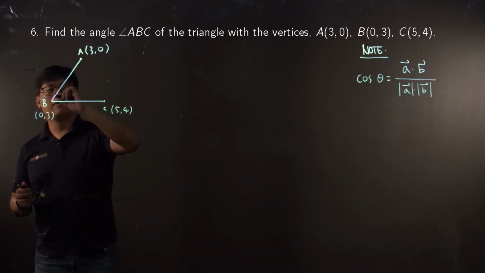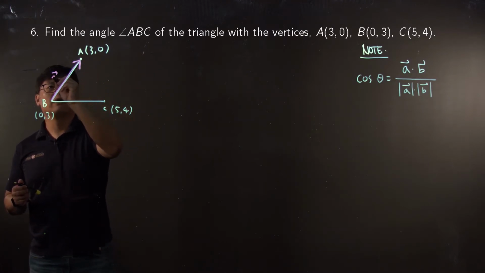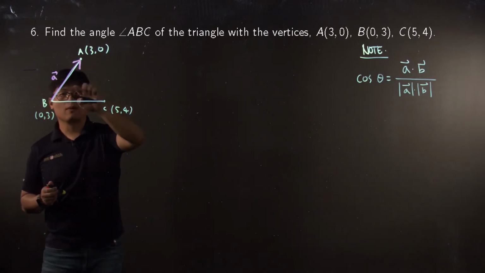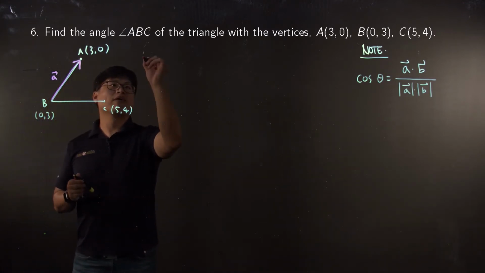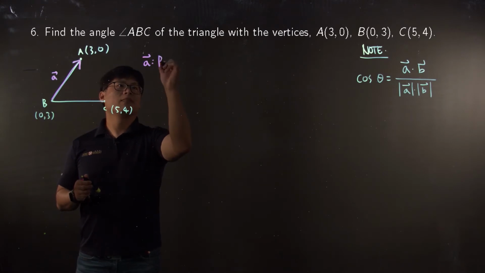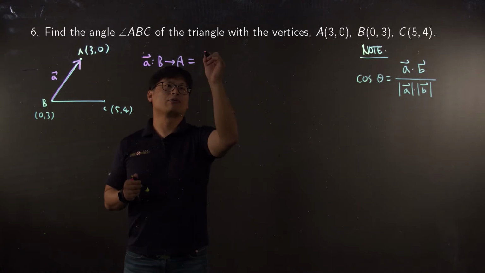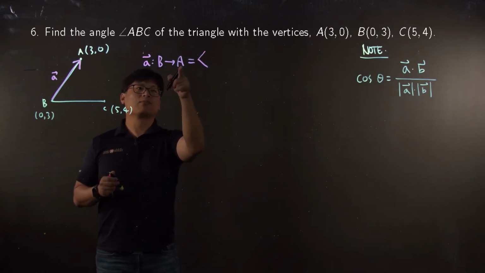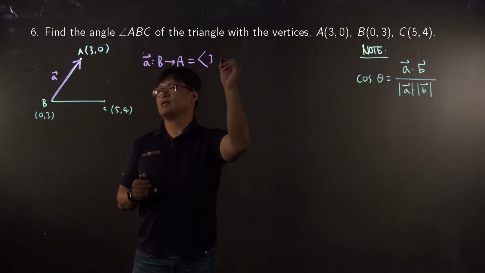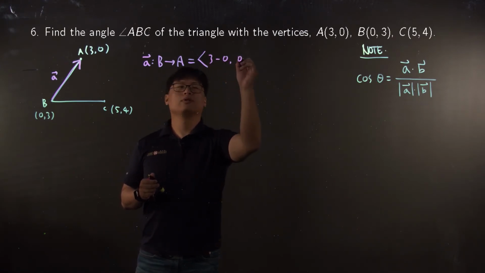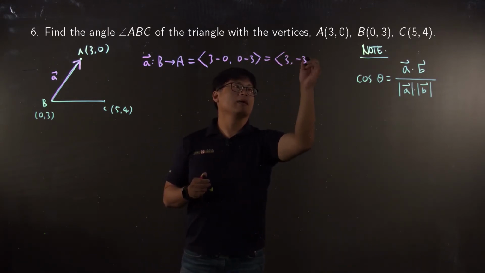First of all, you have to find this vector. Let's say it is vector A. The direction is important. B is the initial point and A is the terminal point, so your vector A is from B to A. You remember how to calculate this, right? B to A means terminal point minus initial point, which is (3, -3).